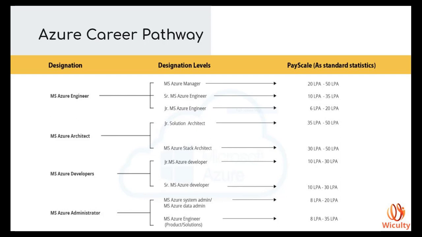While if we talk about MS Azure Developers, we have two types of designation levels, Junior MS Azure Developer and Senior MS Azure Developer. Junior MS Azure Developer has around 10 to 30 lakh per annum, while the pay scale of Senior MS Azure Developer is around 10 to 30 lakh per annum.